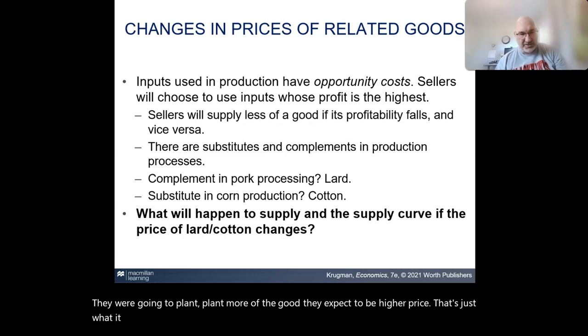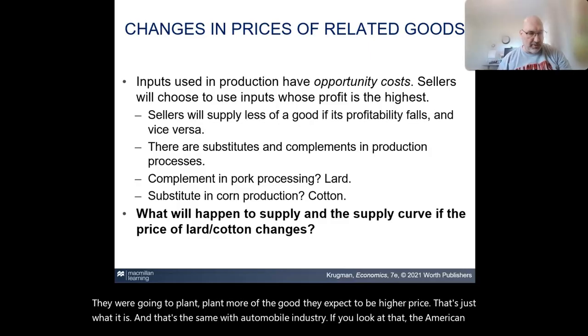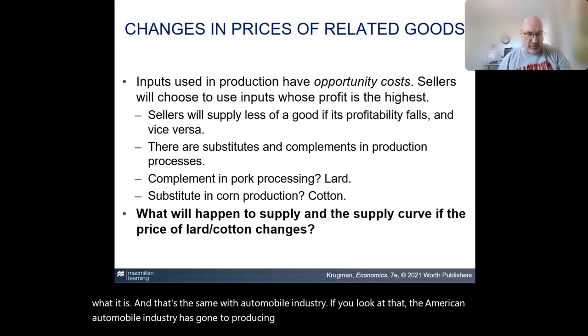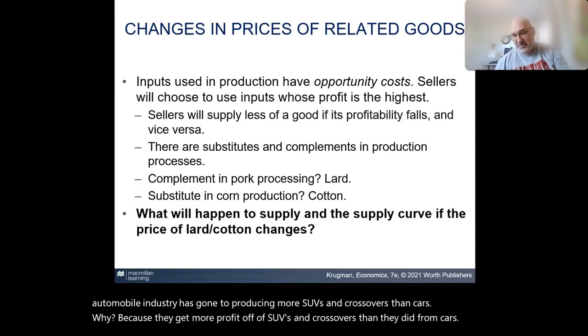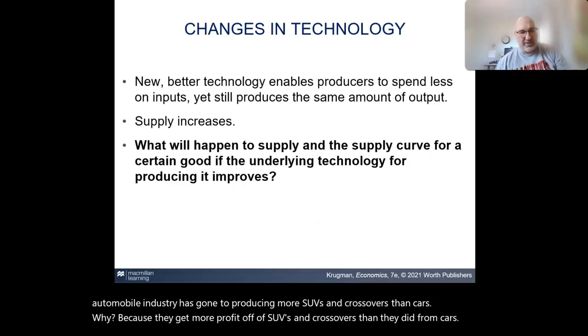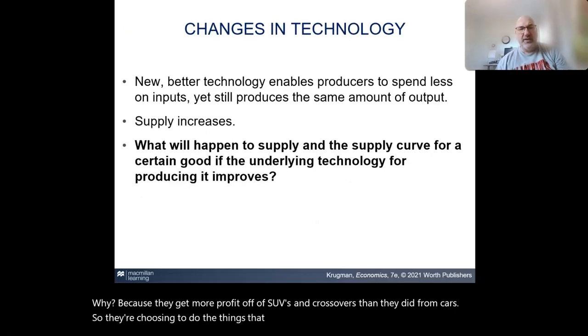And that's the same with the automobile industry. The American automobile industry has gone to producing more SUVs and crossovers than cars. Why? Because they get more profit off of SUVs and crossovers than they did from cars. So they're choosing to do the things that make them more profit.